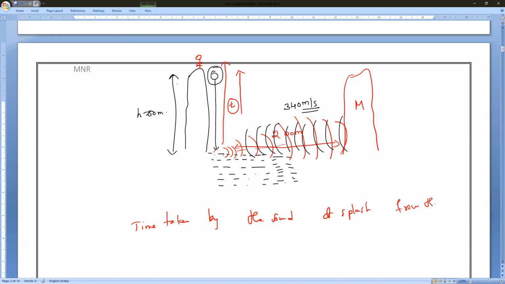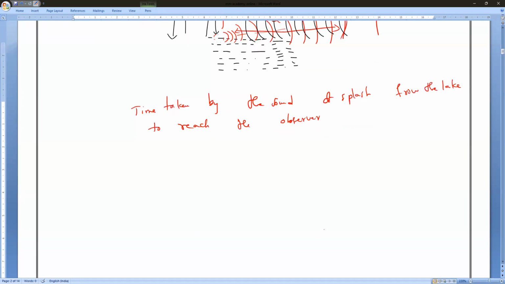from the lake water to reach the observer. Speed is equal to distance by time. Now time is equal to what, everybody? Distance by speed. So what is the distance? 80 meters. Speed is equal to 340 meters per second.